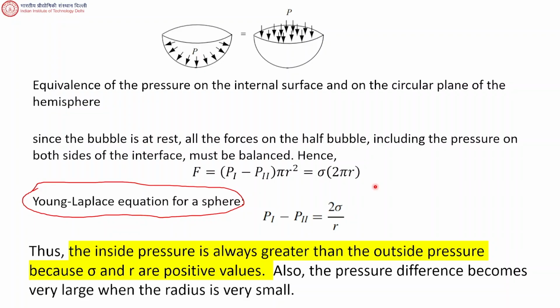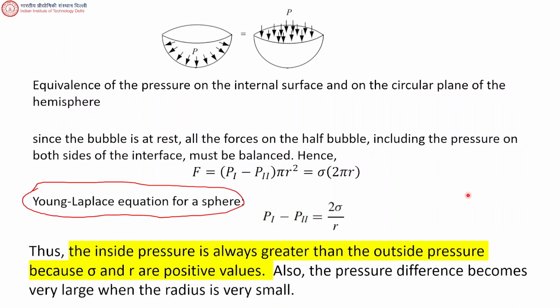2 sigma by r. This has a name. This is called the Young-Laplace equation for a sphere. You should know the name also, because if somebody asks you what is the Young-Laplace equation, you should be able to locate this equation. Now, the other thing that you can see from here is that the internal pressure, the inside pressure, is greater than the outside pressure. Correct? Inside the vapor. And the balance is because of that surface tension.